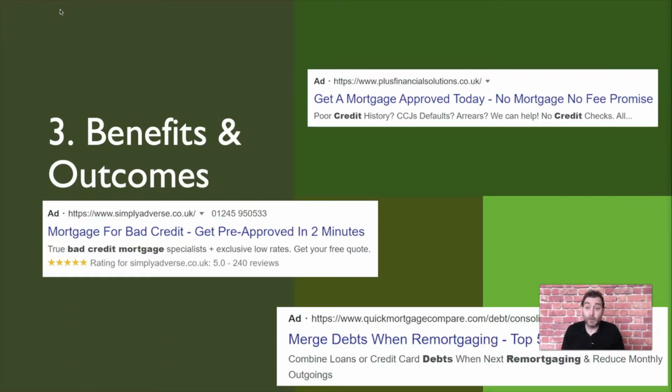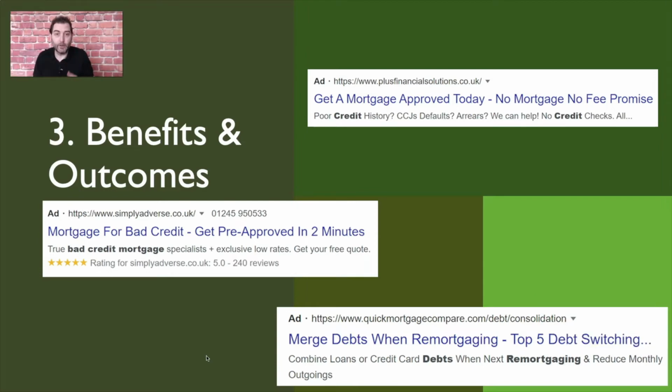The third thing you should make sure is that all of your ads contain really strong benefits and that they focus on the outcomes that someone gets if they use your service. Because remember, nobody actually wants a mortgage. They want the things that a mortgage gives them, whether that's a newer house or lower outgoings or whatever it might be. So all of these three example ads here have strong benefits in them.